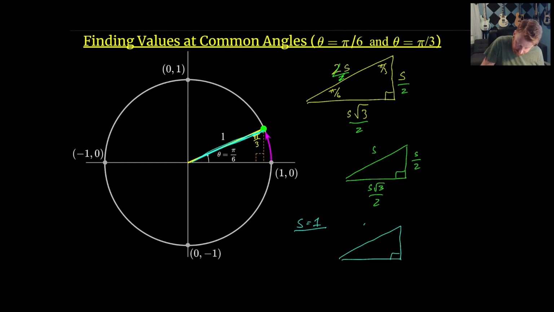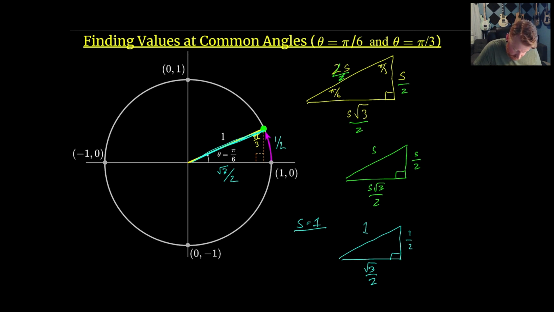Now I know the hypotenuse is just 1. I know that the short side is going to be 1 over 2, and I know that the longer side is going to be the square root of 3 over 2. So now I have the sine being 1/2 and the cosine being the square root of 3 over 2.